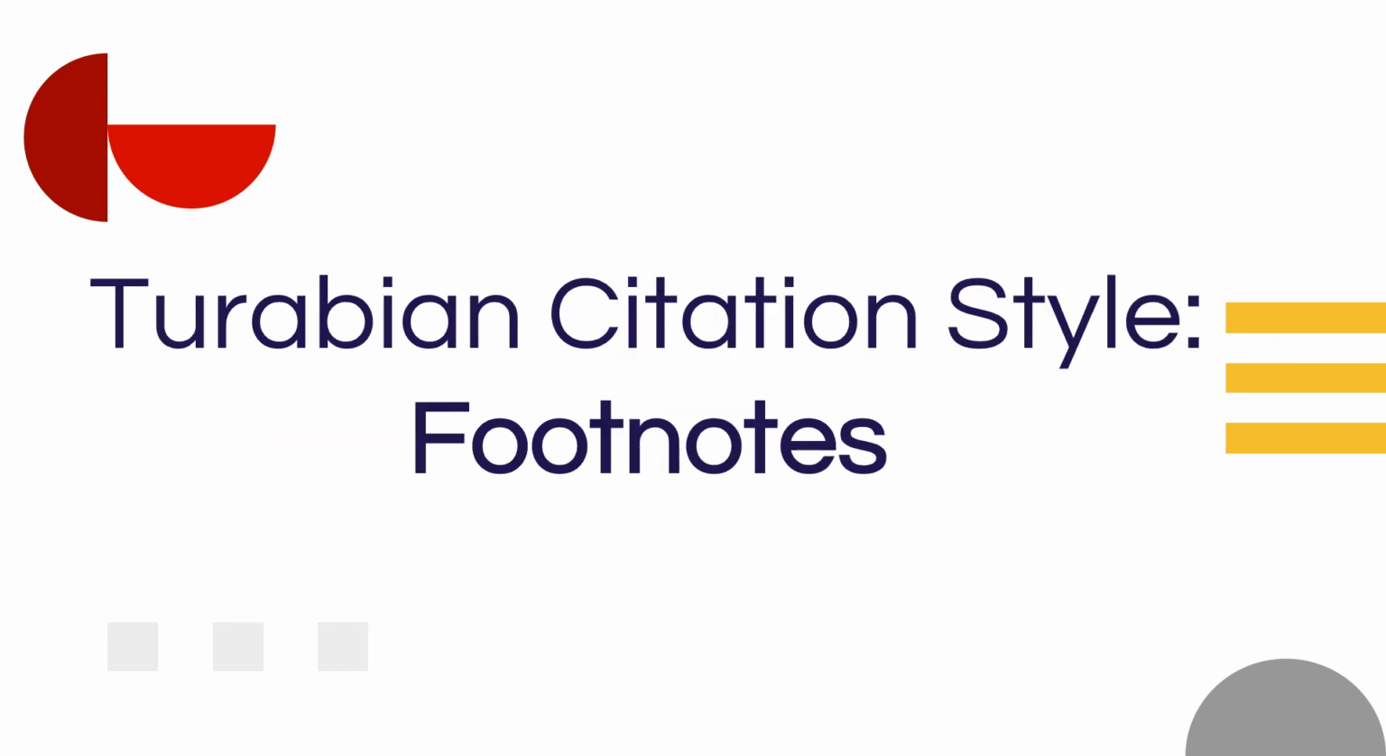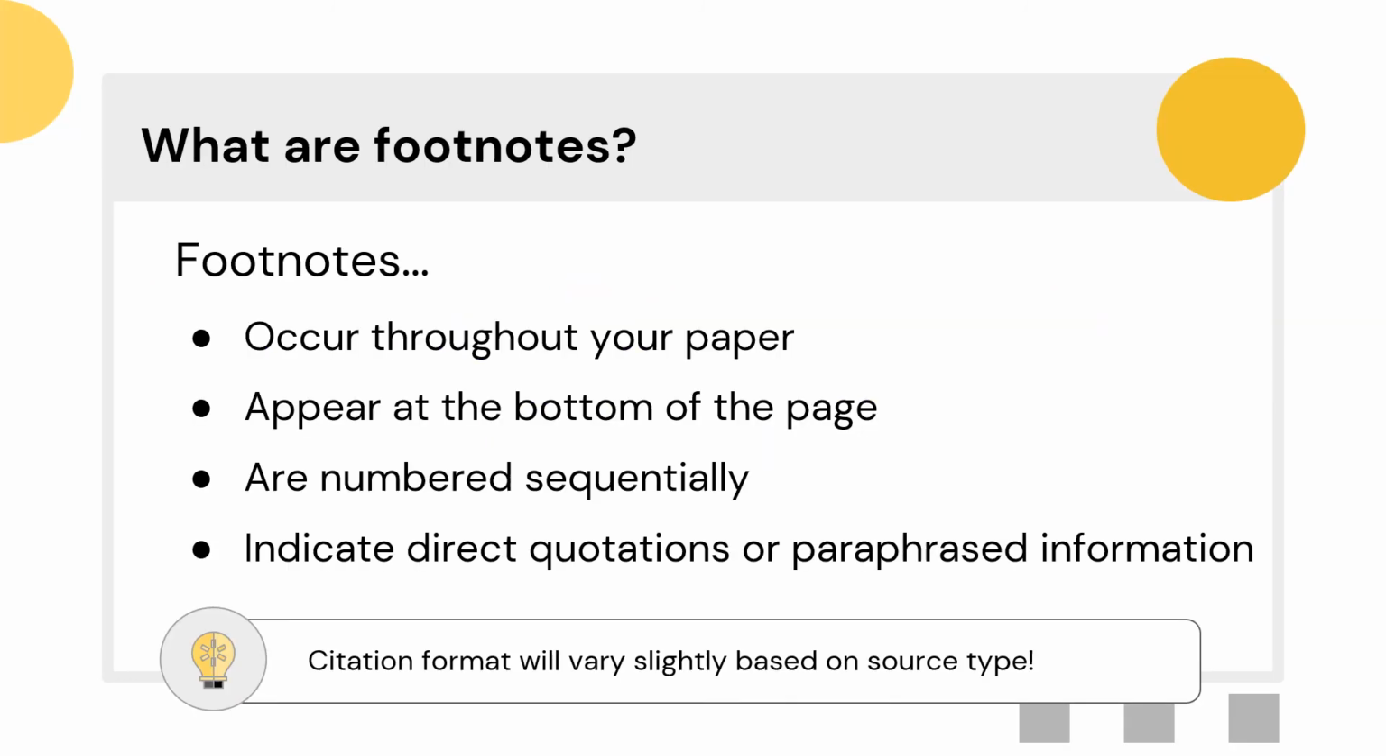First, let's talk about footnotes. Footnotes are located in the body of your paper at the bottom of the page on which a source is used. Footnotes are numbered sequentially, so if a quote you use is the third citation in your paper, the footnote would appear at the bottom of the page on which you've used the quote with the number 3 in front of it. The number 3 would also appear at the end of the quote in your paper in superscript.